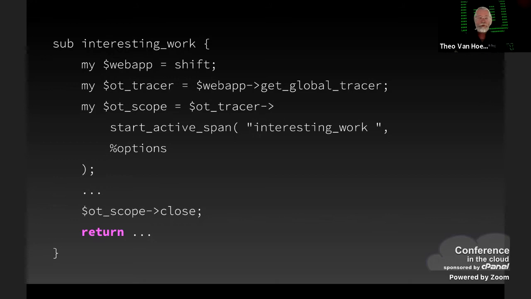And some of you will see a problem here. What if you would want to return early? Do I need to put in that scope close all over the place? Yes, you need to close that scope. That's part of your API. It will actually complain when you do not close it yourself. But us being Perl developers, in fact, we can do better. We can do much better.